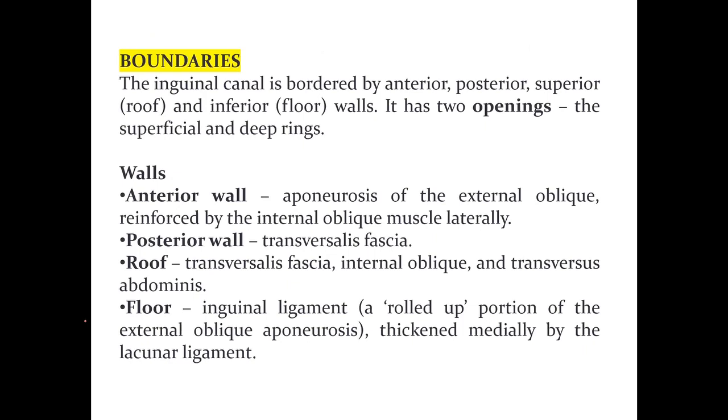What are the boundaries of the inguinal canal? This inguinal canal is bordered anteriorly, posteriorly, superiorly, that is the roof, and inferiorly, the floor. And it has 2 openings, as we mentioned, the superficial and the deep rings, or the internal, which is the deep, and the external, which is the superficial. Now let's see these borders.